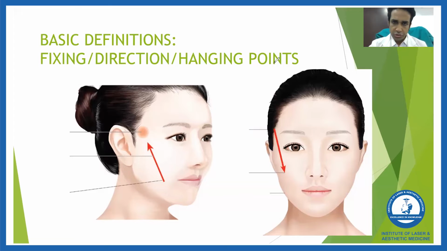I'm just going to quickly rush through the classifications, right? So I was telling you about the hanging points. Hanging points as such, you do not require to reach all the way here. If, for example, you want to lift this area, even if you go till this area, it is still going to pull it up. Why? Because all of this is connected through the SMAS layer. So if you pull the SMAS layer from here, it is going to pull this area also. So I think we are clear about this, right? Guys?